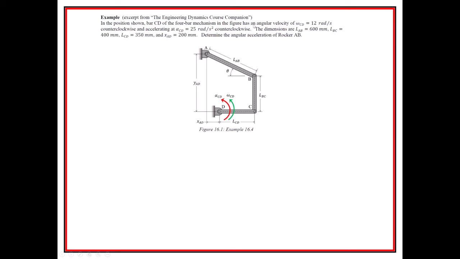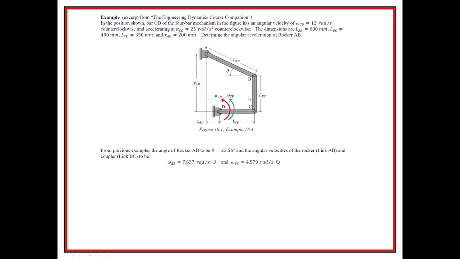Okay, and we have an omega CD of 12 radians per second counterclockwise, and it's accelerating at 25 radians per second counterclockwise. And the dimensions are as provided right here, 600, 400, 350, and there's a difference of 200 right here. And from previous examples, we would have found out the angle here, so we did a position analysis, and then we would have done a velocity analysis and found out the omega AB.